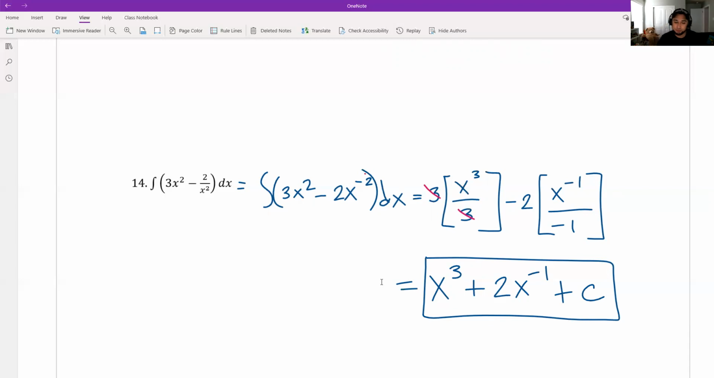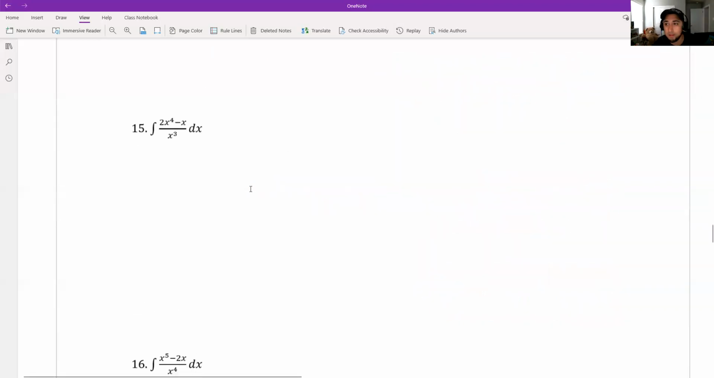Not bad. Okay, 15. So again, we have to manipulate this to get into the form we want. We don't know how to take the integral in this form. We can't find the antiderivative in that form.